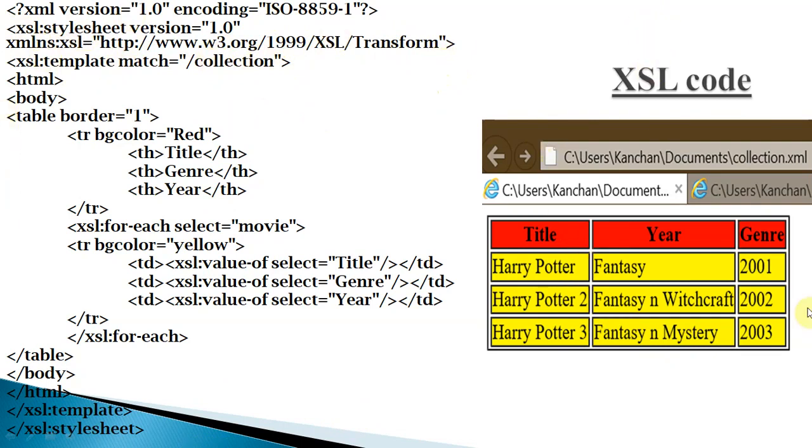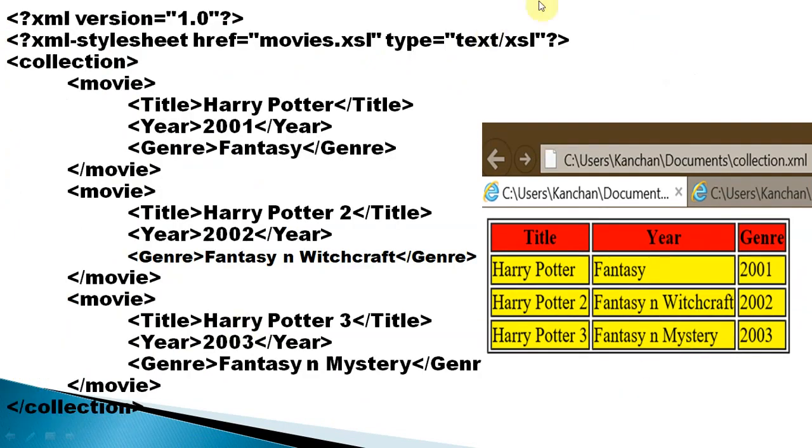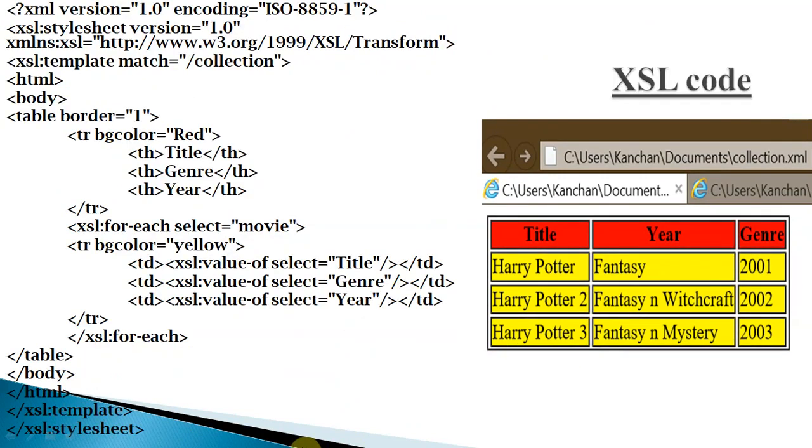So you can see the output. Without writing this XSL code, we cannot display the data of this XML file in formatted form. Otherwise it will be displayed in hierarchy order, and when we have to format it, we require movie.xsl. This is the end of this XML program. Thank you very much for listening to this program. Thank you again.